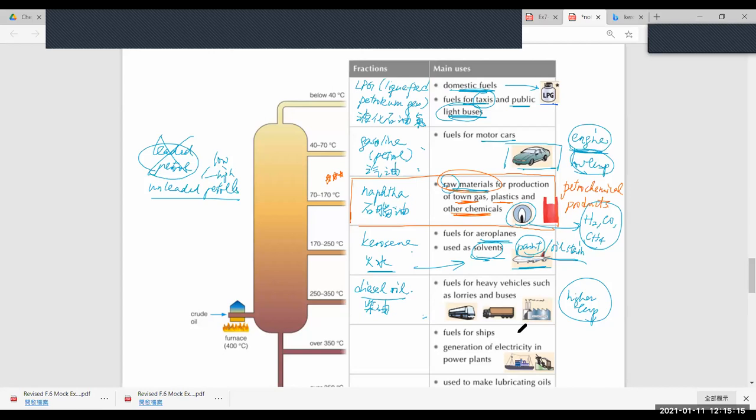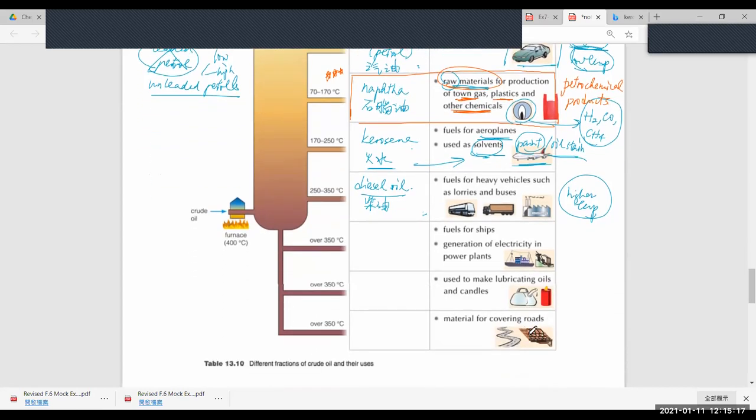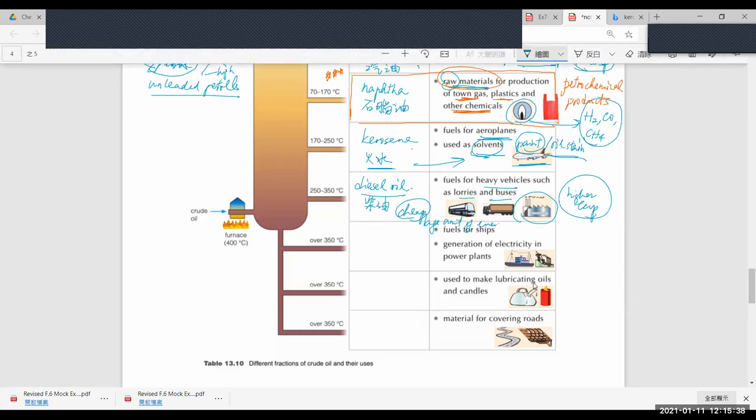Now, we have got diesel oil. Diesel oil is a fuel for heavy vehicles, such as lorries, buses, or even in the factories, you use diesel oil. Why will you use it? Because it's cheap. And also, it will give you a large amount of energy per kilogram when you compare with LPG. So we'll use the larger fuel.